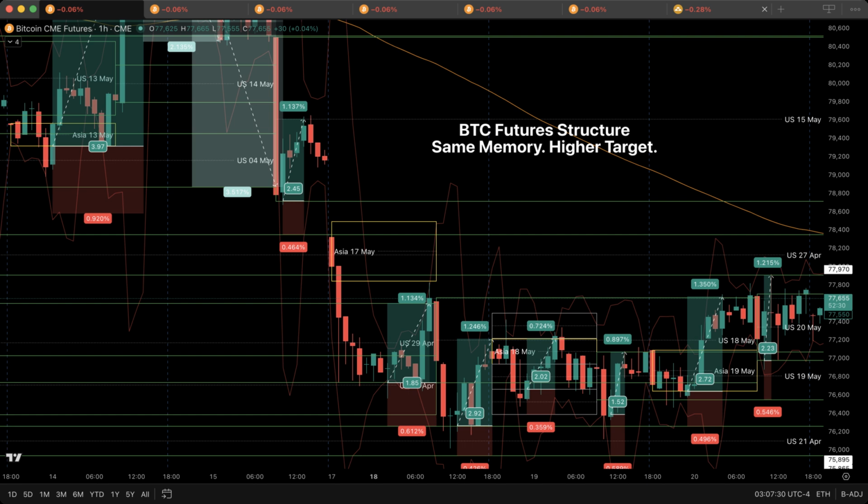Can the move extend into older memory above? That is where the trail comes in. Trailing target: the lower boundary of the April 27th U.S. session box. Risk-reward ratio, 2.23. That upper memory is not chosen because it is simply farther away. It is chosen because it is the next structural ceiling that price is already reaching toward.